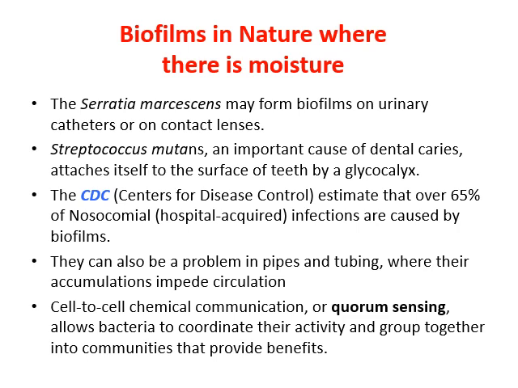Streptococcus mutans, as we said, is a very important cause of dental caries and dental plaque. It attaches itself to the tooth surface by the glycocalyx, and it forms this biofilm. That's why it forms this plaque and these dental caries easily.